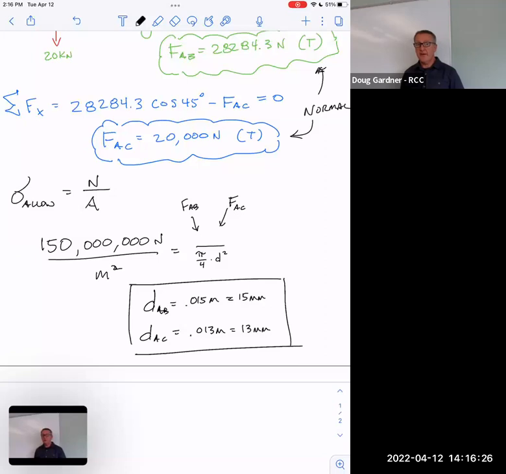So of course, if I had to pick one, I would pick the larger of the two, right? Because I've got to make sure it's big enough to do the job. The 13 millimeter one is big enough to do the AC's job, which wasn't as hard, but it's not big enough to do AB's job. So in this case, I'm not choosing the minimum one, I'm actually choosing the maximum one. See how confusing that could be? You certainly wouldn't want to get that wrong.